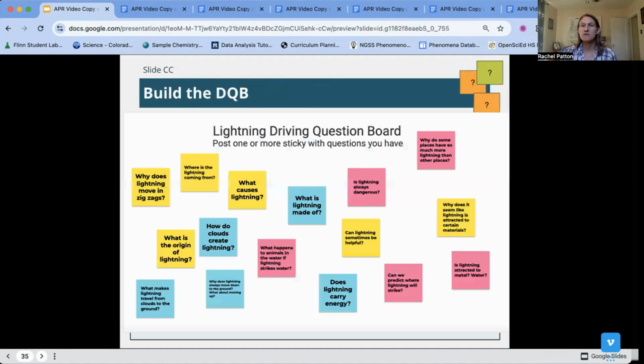Here is a driving question board from another class. So take a moment and read over these questions. If this helps you think of other questions you have, feel free to record those in your notebook. Make sure that when you return to class, you take a look at your class's driving questions board. And pause here if you want a little more time to read over these questions.